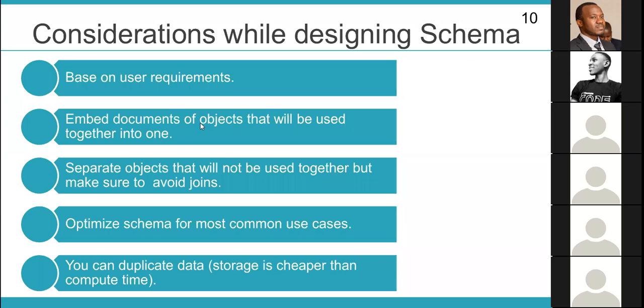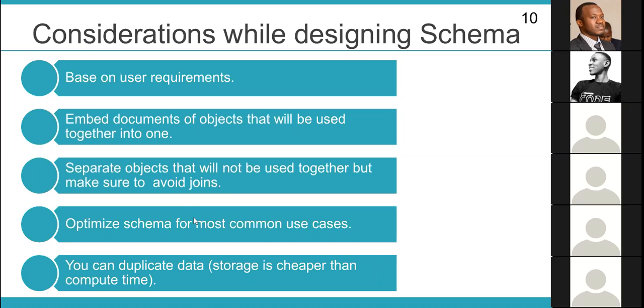So if you try to use the normalized data model with MongoDB, you might find yourself in a position where you have to do joins, doing things the SQL way. Then another consideration is separate objects that will not be used together, but make sure to avoid joins. So yeah, you can separate objects that look like they will never be used together, but try to avoid doing joins.